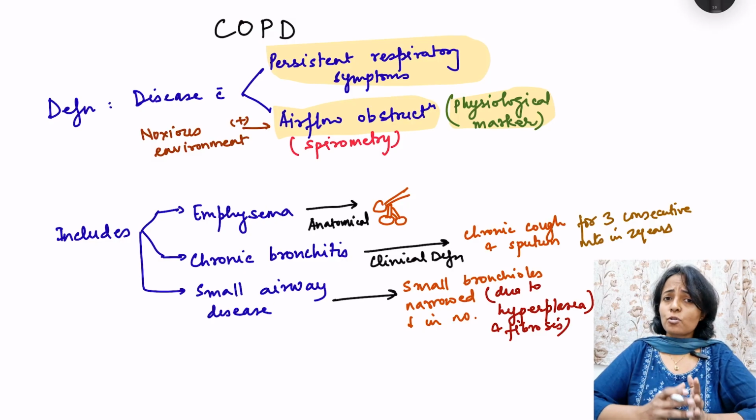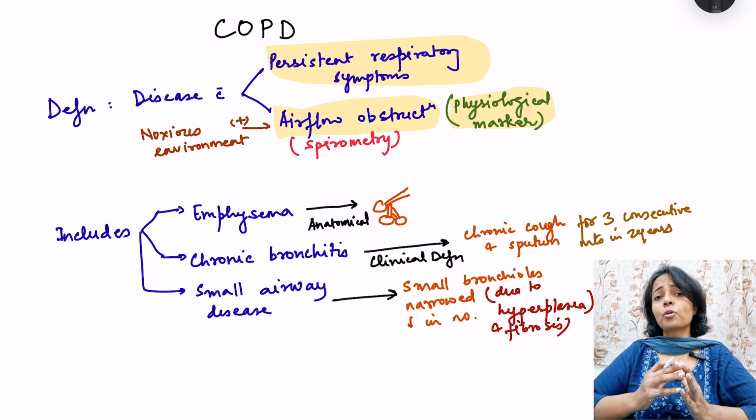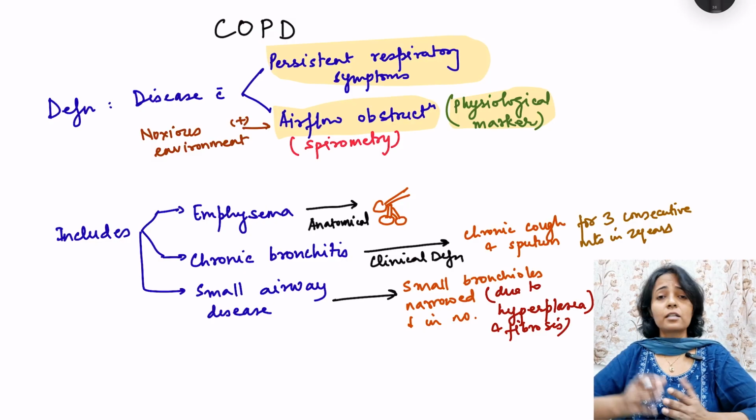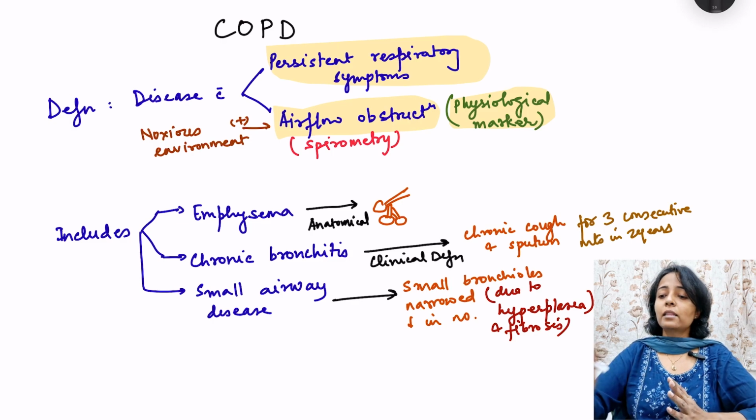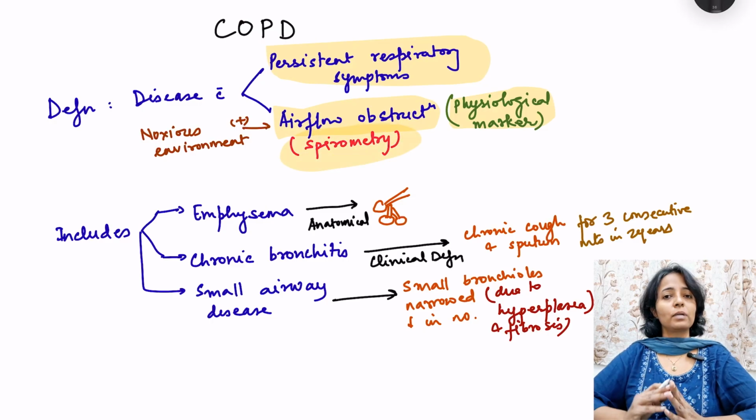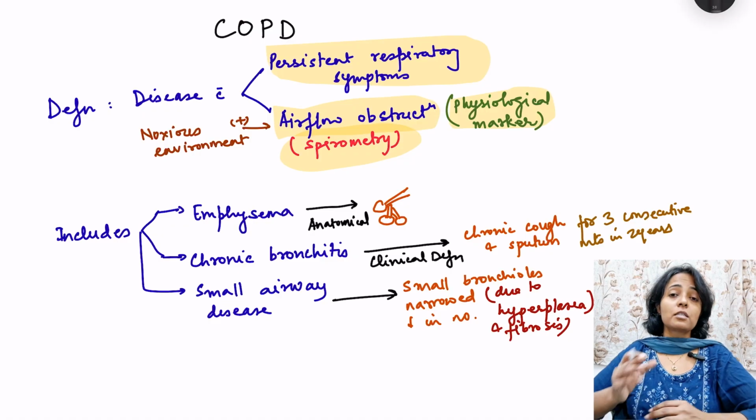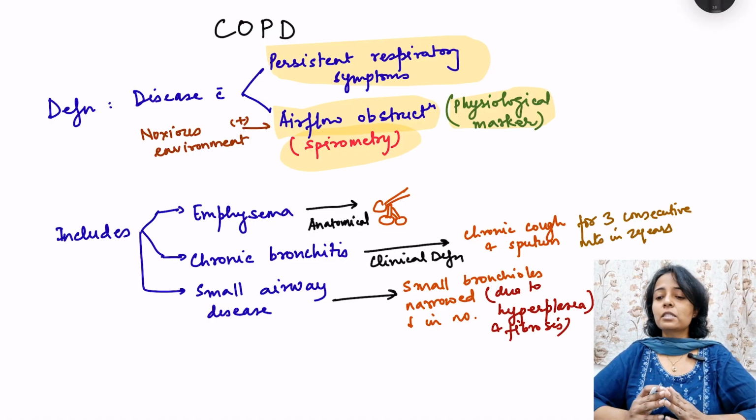And whenever there is obstruction of the airways, the main problem is in expiration. So that is why in COPD also the main problem is in expiration. And this airflow obstruction is measured by spirometry. In fact, there is a GOLD criteria by which we measure the severity of this COPD, that we will see.